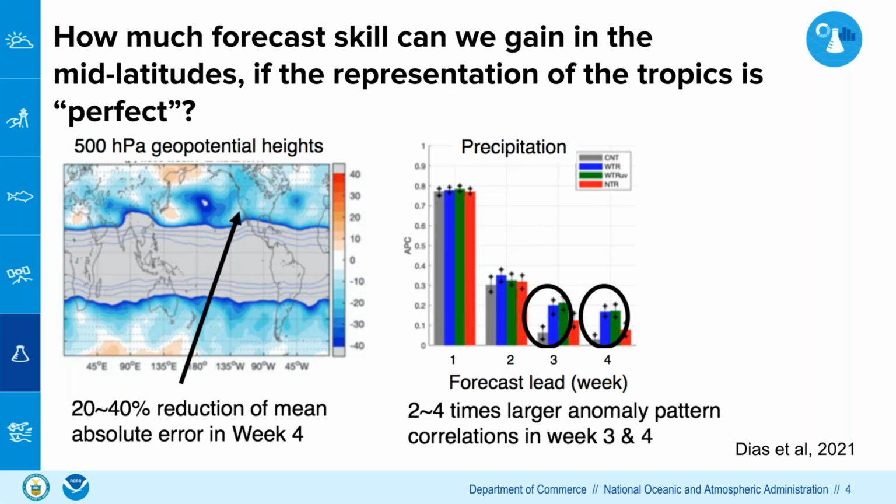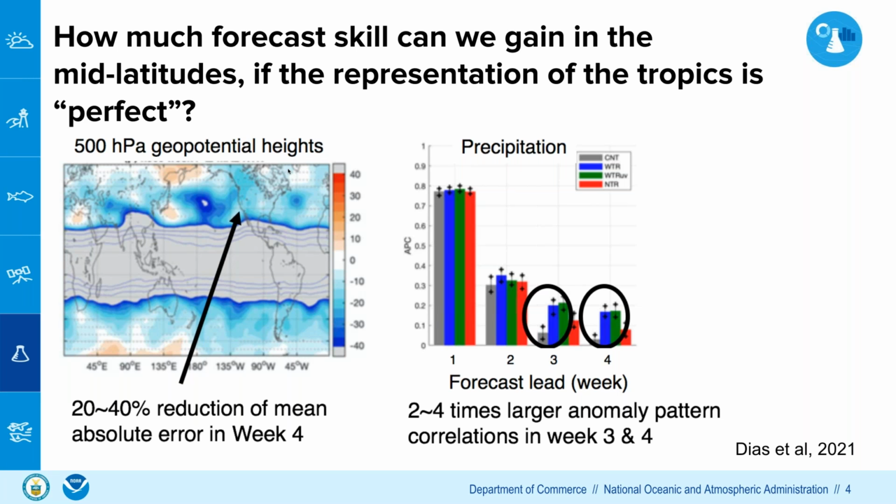So if you have a perfect simulation in the tropics, how much forecast skill could you gain in the mid-latitudes due to these kinds of teleconnections? Juliana Diaz and her colleagues here at PSL published an interesting study last year where they used the UFS to estimate how much forecast skill can be gained in the mid-latitudes if the representation in the tropics is perfect.